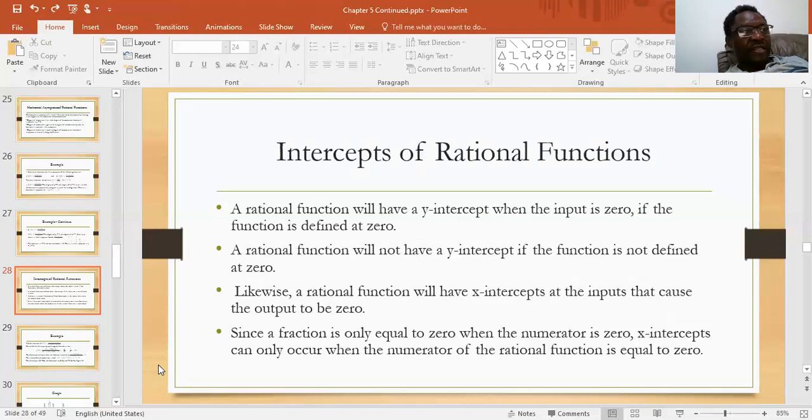The rational function will not have a y-intercept if the function is not defined at 0. So remember that the y-intercept is the value of y when x equals 0. So if 0 is not in the domain, there will be no y-intercept. Likewise, a rational function will have an x-intercept if there is an input that causes the output to be 0. That is, if 0 is in the range of the function. If 0 is not in the range of the function, there will be no x-intercept, meaning that the function is not going to pass through the x-axis.